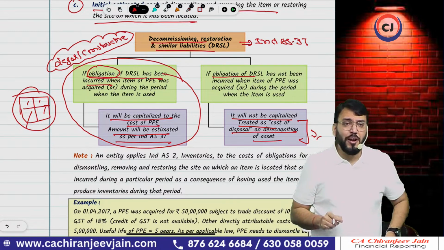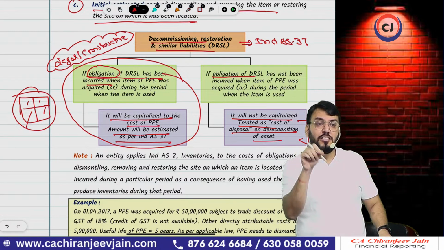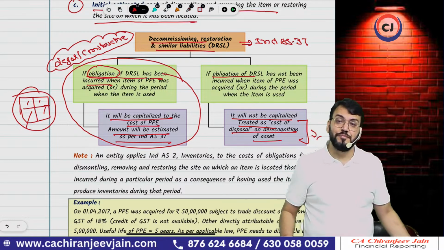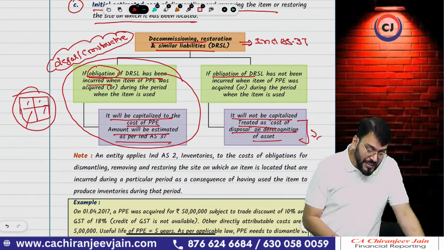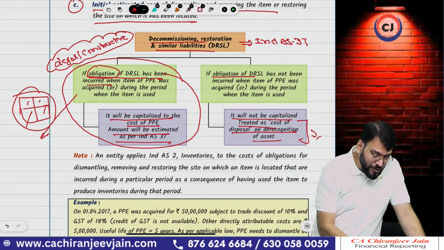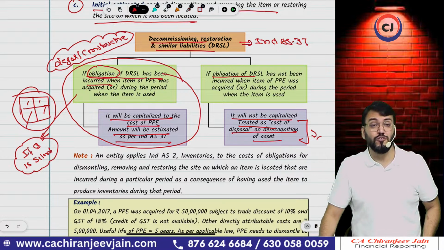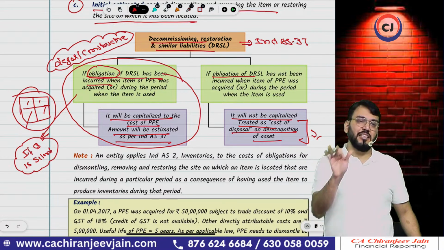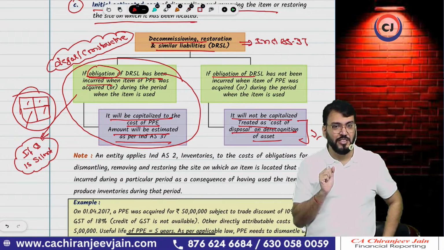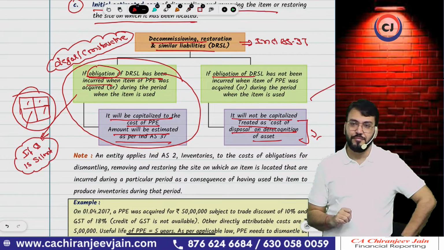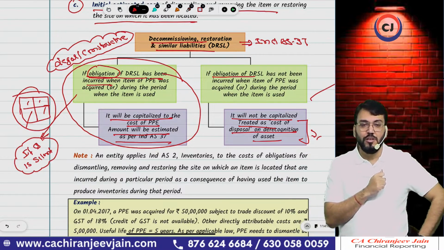Now from the examination point of view, suppose they have given the dismantling cost and nothing is given about obligation, what will you assume? So always assume this case. If the question is silent, always assume yes. However, at CA Final level, they will tell you whether there is a legal obligation or constructive obligation. But suppose the question is silent, assume yes, there is a legal obligation or constructive obligation. Chalega? Don't assume the second part.